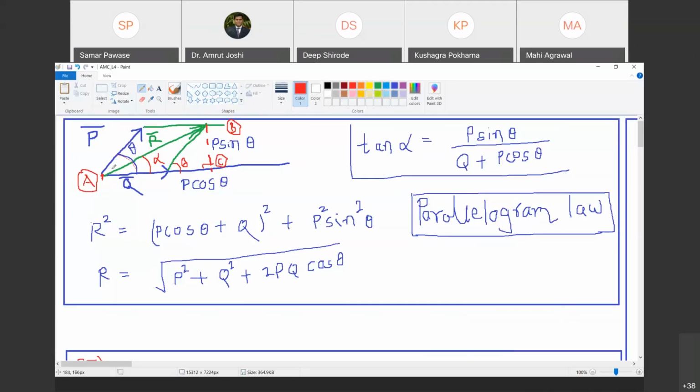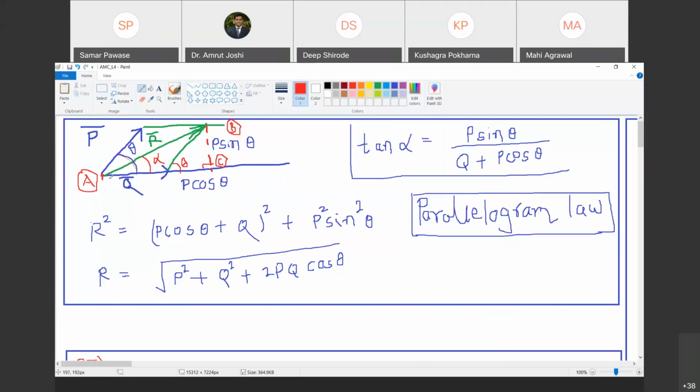So now let us look at this right angle triangle ABC. What is the relationship between the square of the diagonal and the sides? The square of the diagonal, R square, is equal to the summation of squares of sides in a right angle triangle. Do you agree with me? This is Pythagoras theorem. Yes, sir.